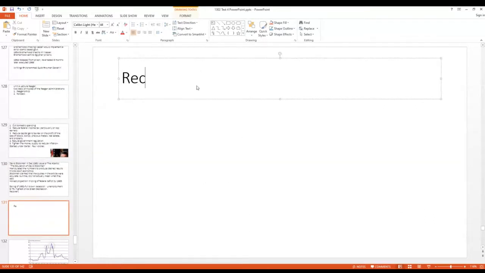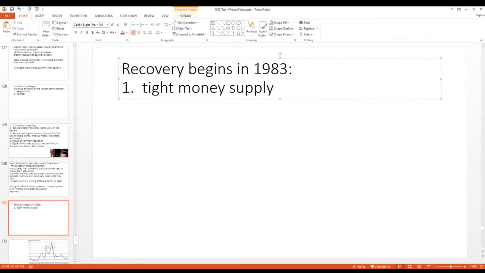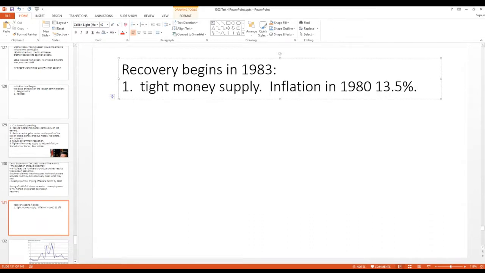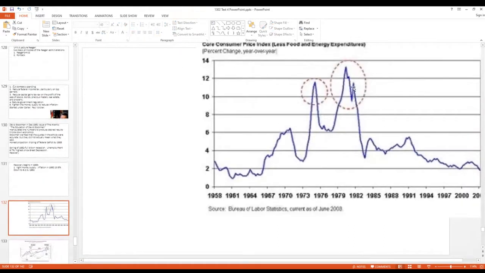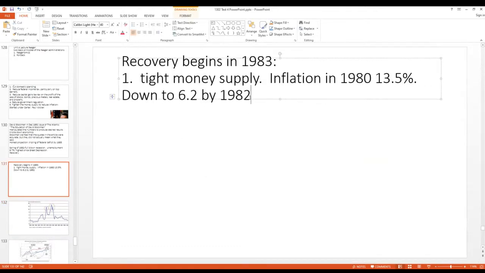One, the tight money supply works. Inflation in 1980 stood at 13.5%. It is down to 6.2 by 1982, and in fact will continue to drop off for the rest of 1983-84. It'll pop up a little, but for the most part, it'll never get up into the double digits the way it had in the 70s and 80s. So that tight money supply by Paul Volcker that had started with Jimmy Carter works.